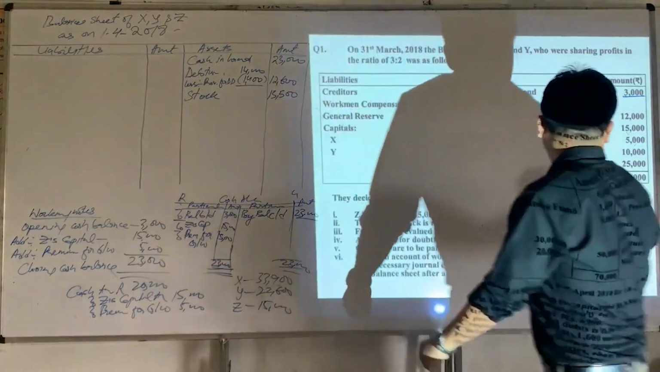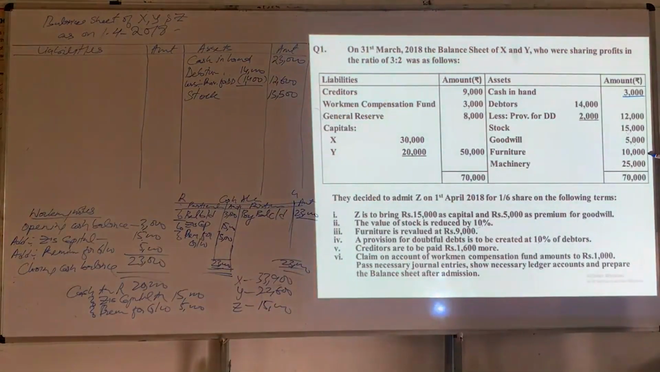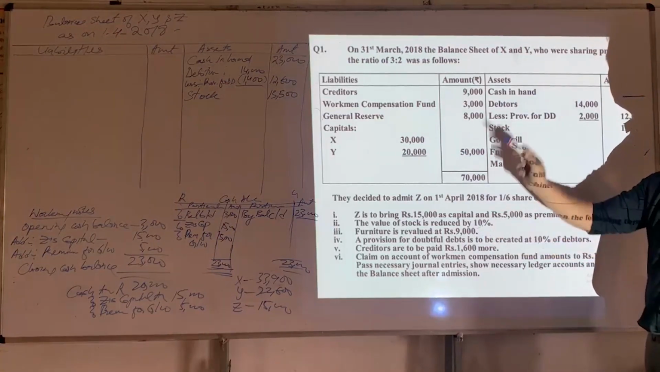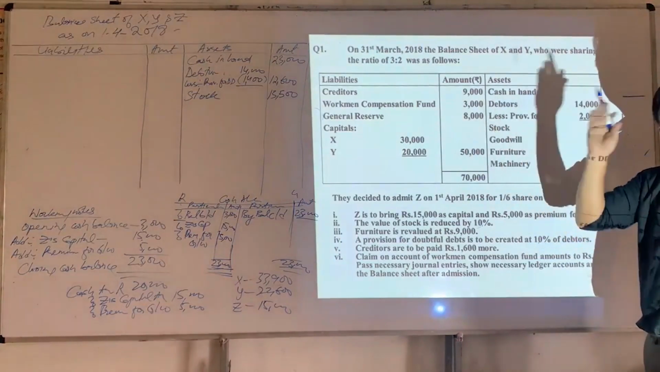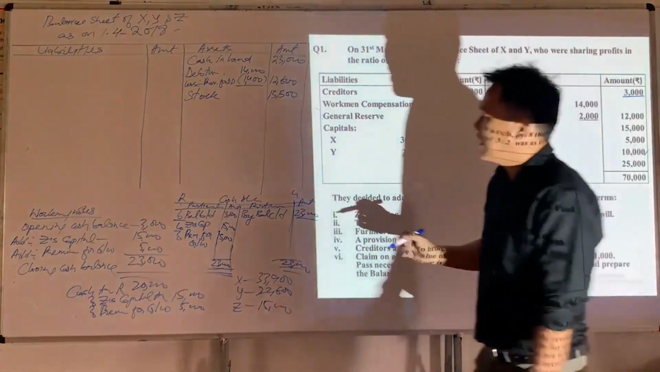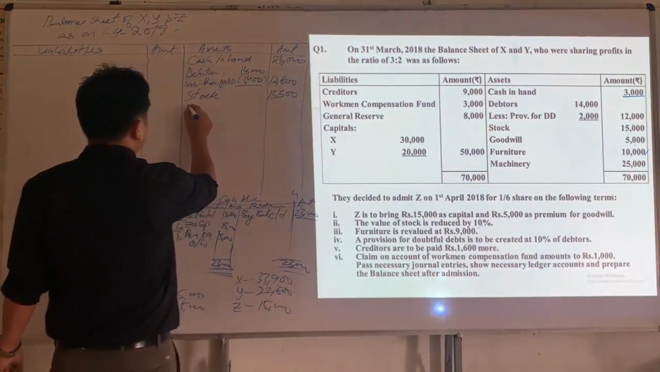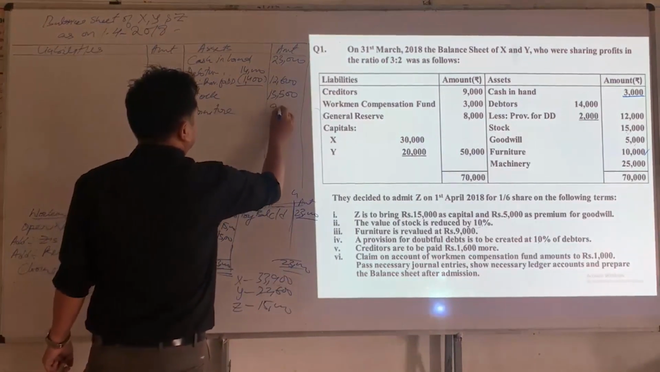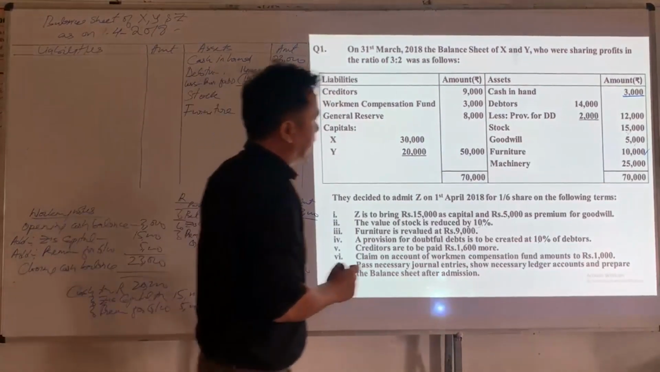Okay, next we have furniture. So what is the value of furniture? Book value of furniture is 10,000, whereas its current value is 9,000. So in the new balance sheet we need to write the current value of the asset, which is 9,000. Current value of furniture is 9,000. Okay.